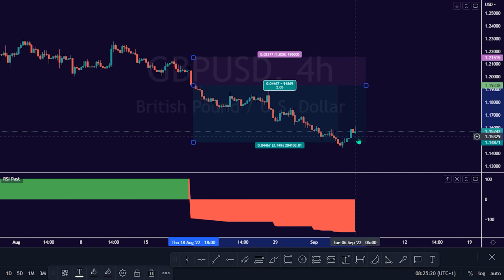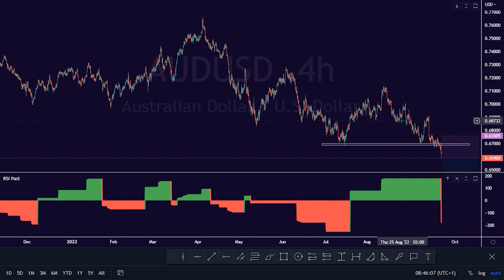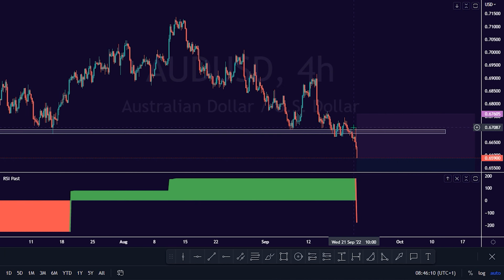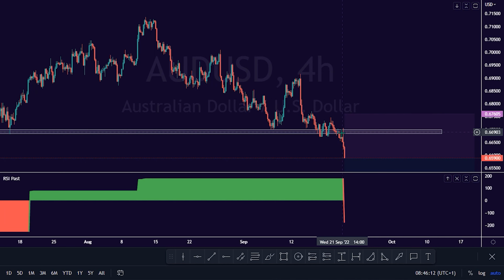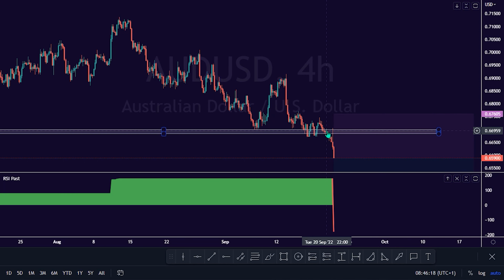Take profit target achieved. Let me show you another sell trade setup. Here's another sell trade setup on the 4-hour chart of the Australian dollar USD. After the price broke the support structure here, the green shaded signal turned red and it crossed below the zero scale line. Time to sell.